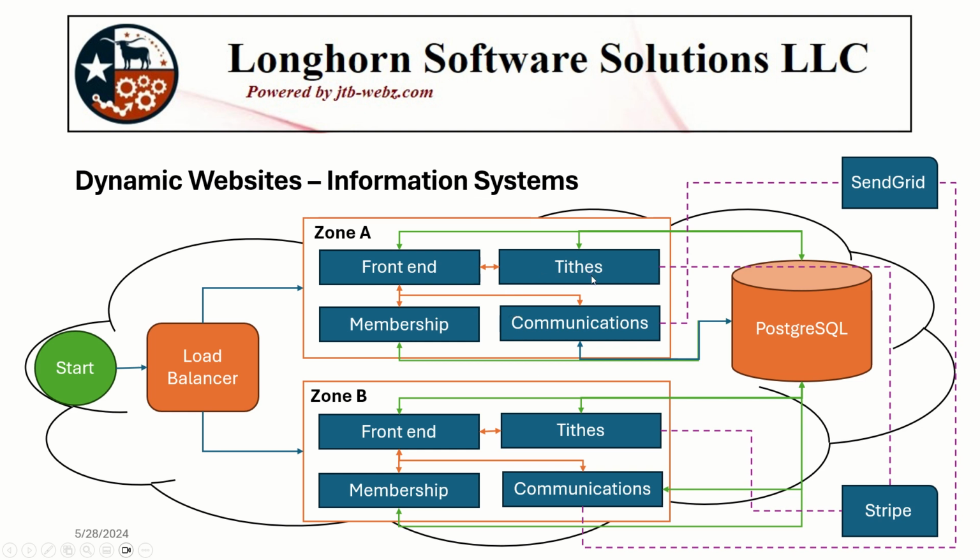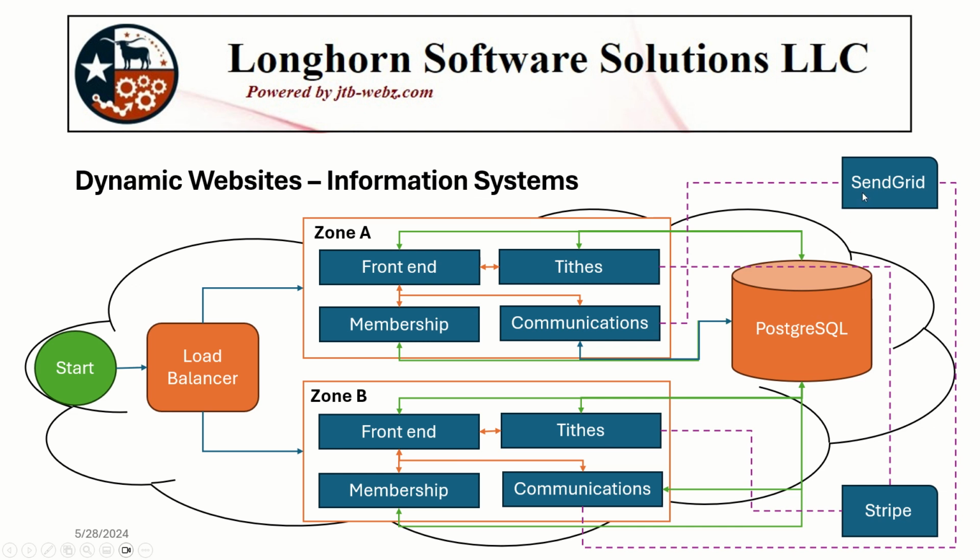The Ties, Membership, and Communications applications persist data in a Postgres database. The front-end application provides a topic and is a subscriber to the Postgres messaging queue. So when the cache changes in one availability zone, the application in the other availability zone is aware of the change and updates accordingly.